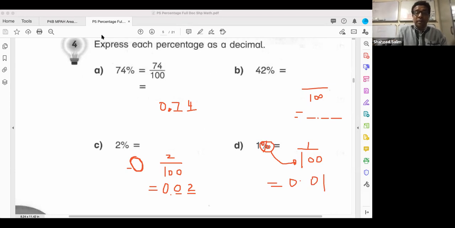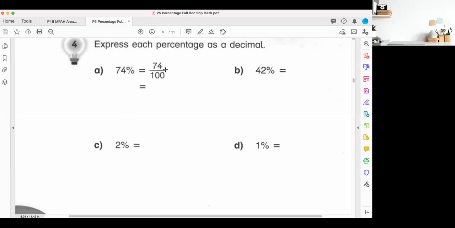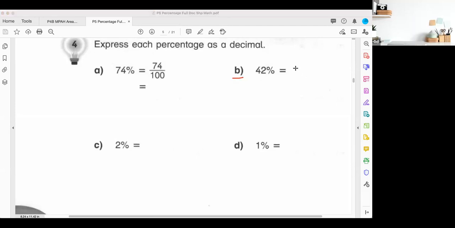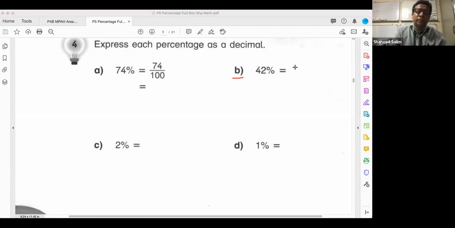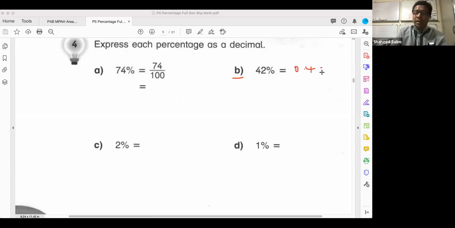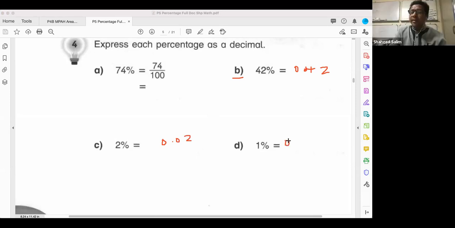Okay, now we're going to test Shakil. I do not know whether he's listening to us, but let us see whether he knows as he's shaking his head up and down. Shakil? Yes. What's your answer for question B? 0.42. Well done. What's the answer for C? 0.02. Well done. What's the answer for D? 0.01. Well done. Congratulations.